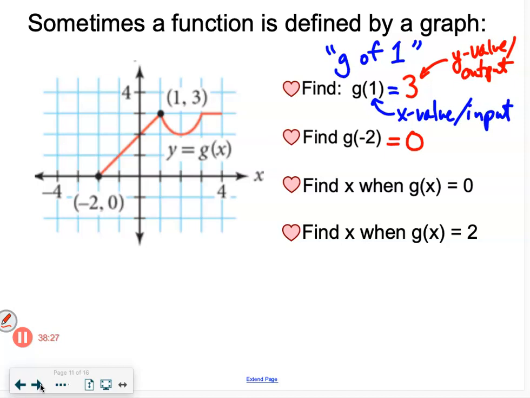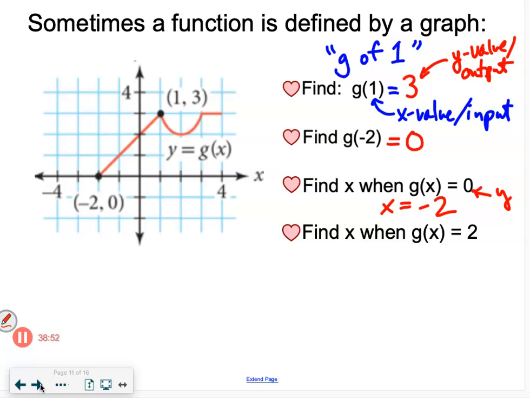This 0, is this an x value or a y value? Y value. So we want to know what x has 0 as a y value. Negative 2. You just found it. It's negative 2. Are you all with me? Yes. Last one. Take 10 seconds in your groups. Find x when G of x equals 2.